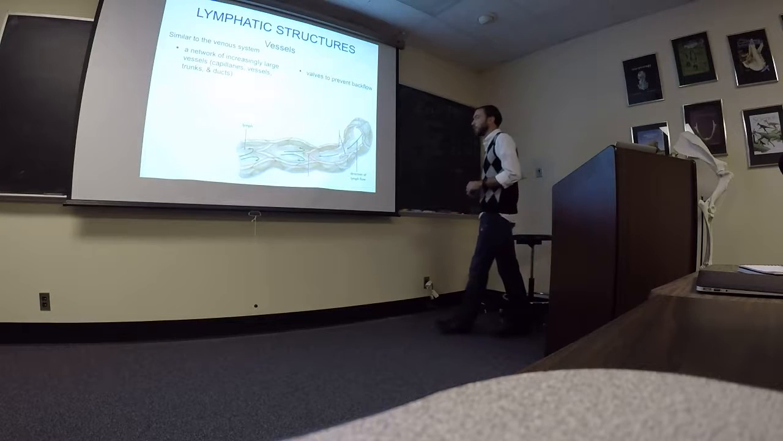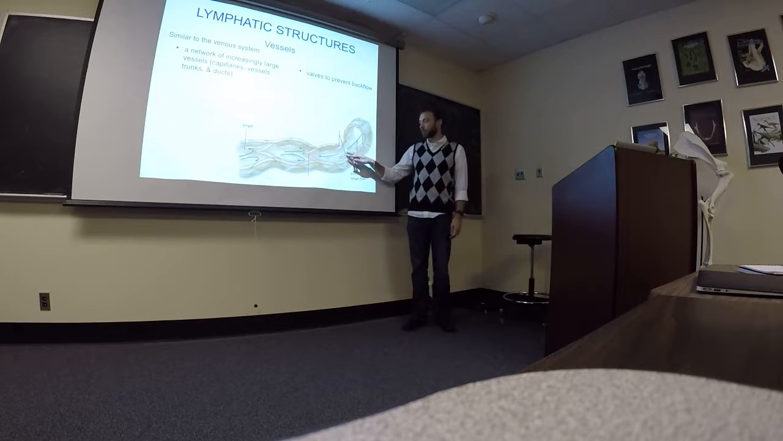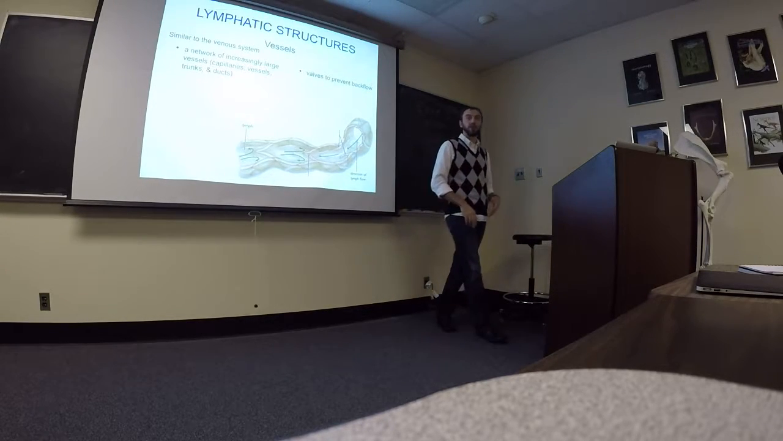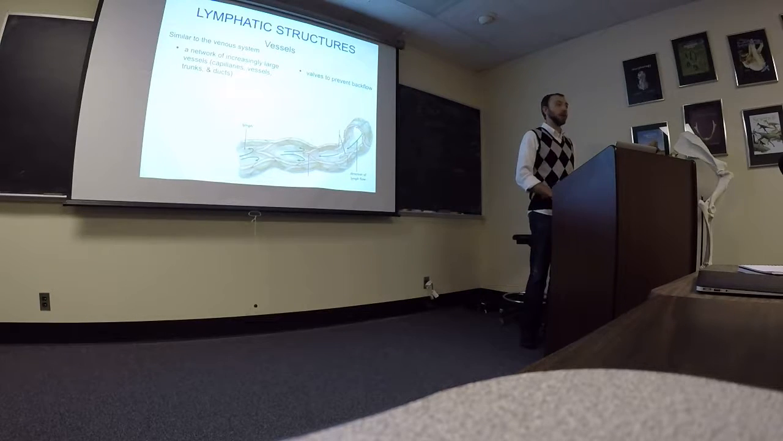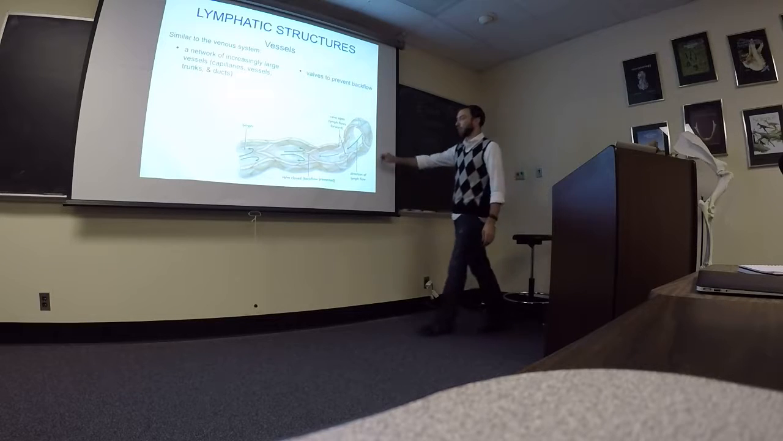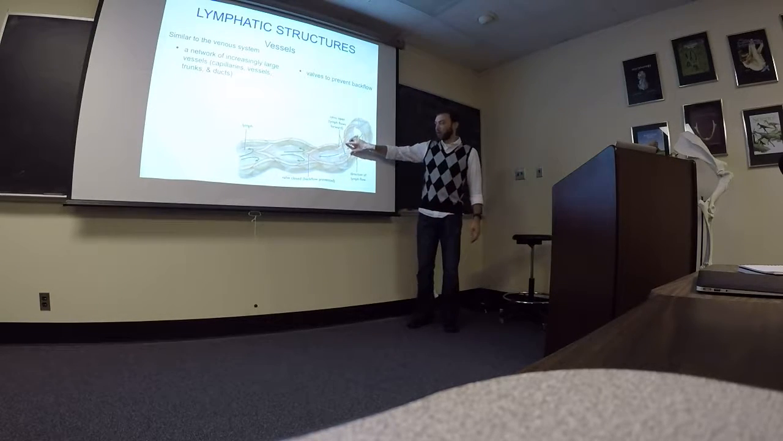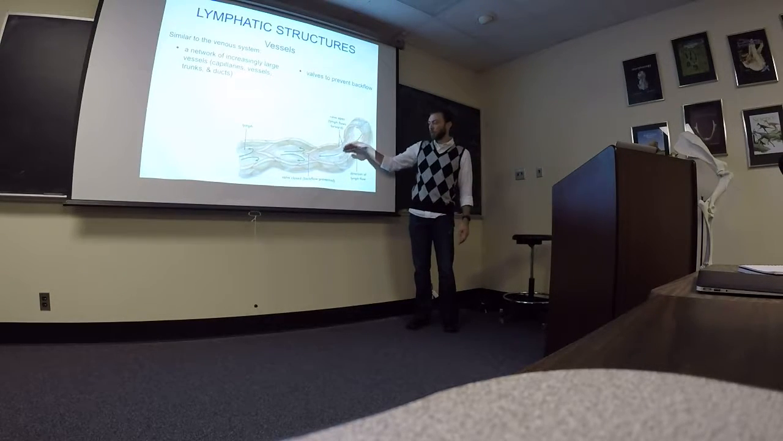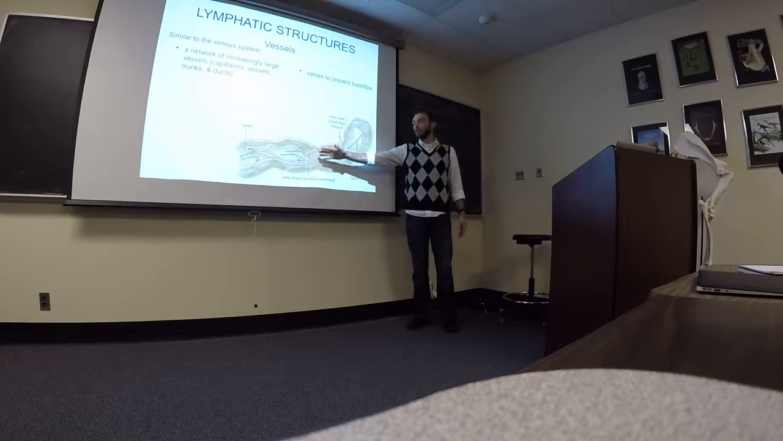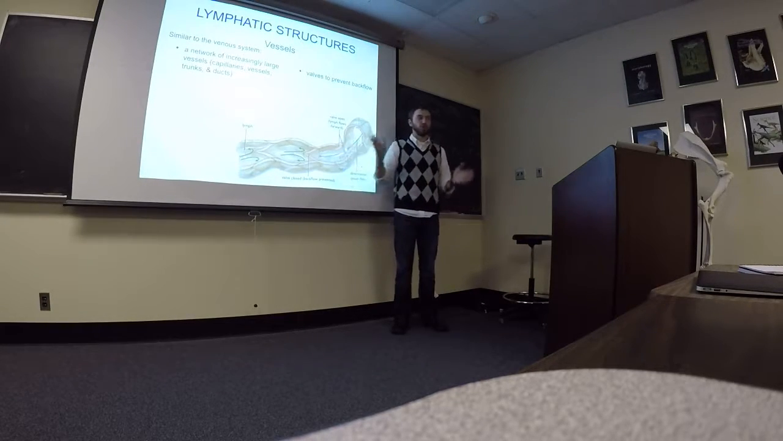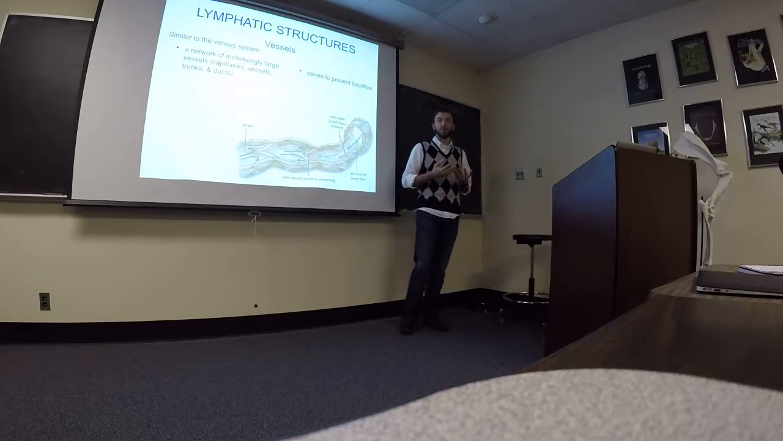Also similar to veins, lymphatic vessels contain valves within them to prevent backflow, so we want unidirectional flow within the lymph system. So here, these are our bicuspid valves, so they're opening when stuff is passing through them. If the lymph tries to wash back, it pushes the valves closed so that we can't move in the opposite direction.